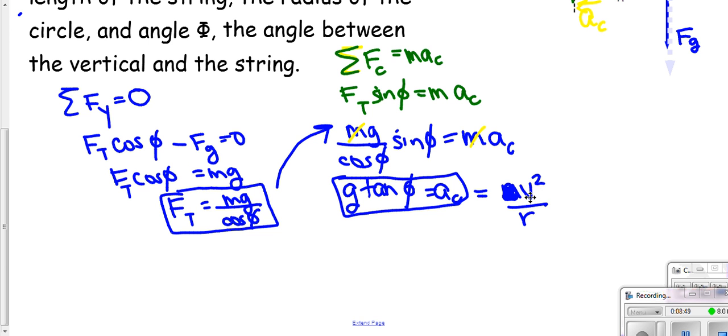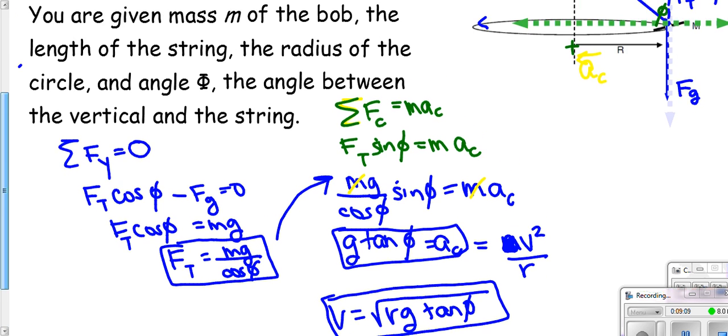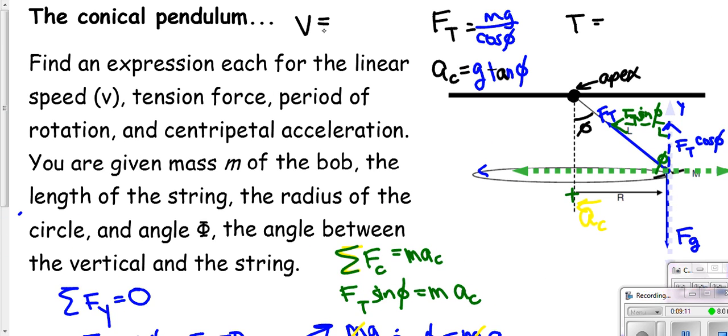So we can solve for velocity now, because that's something I didn't know, and I do know the radius of the object. So we're going to multiply both sides by r and then square root it. So there's our third equation. The radius times gravity times tangent phi should give you the linear speed of this object. So the square root of r g tan phi. Can make a wrap on that.